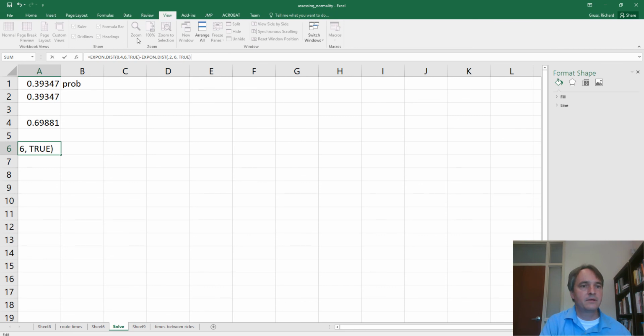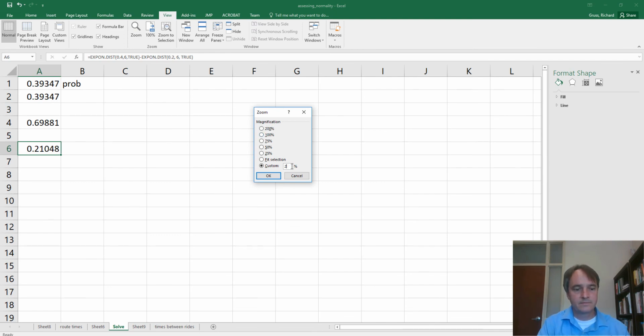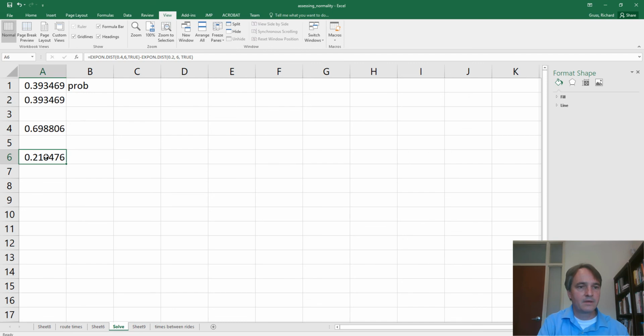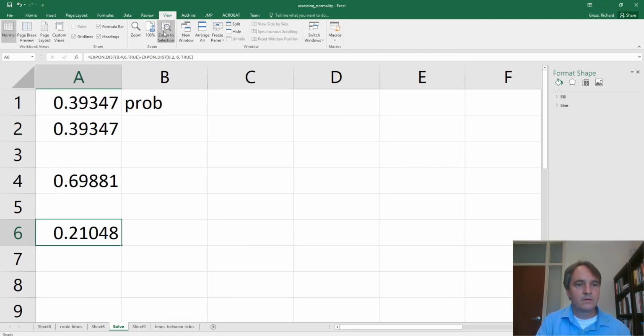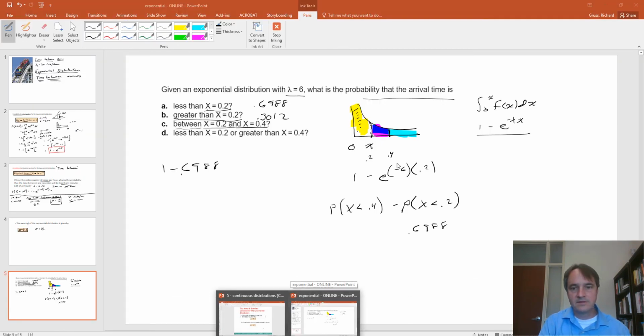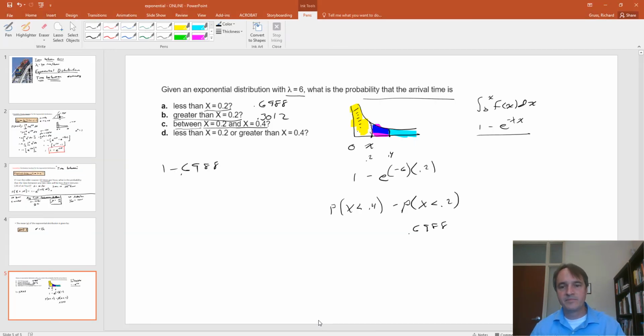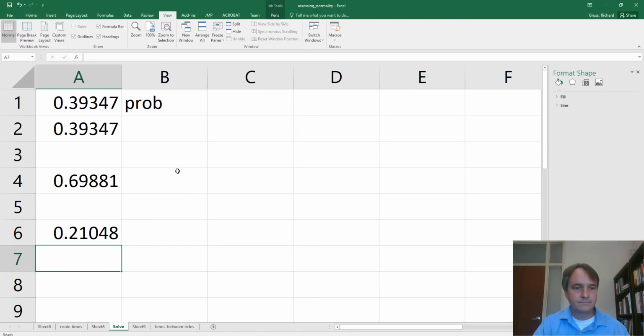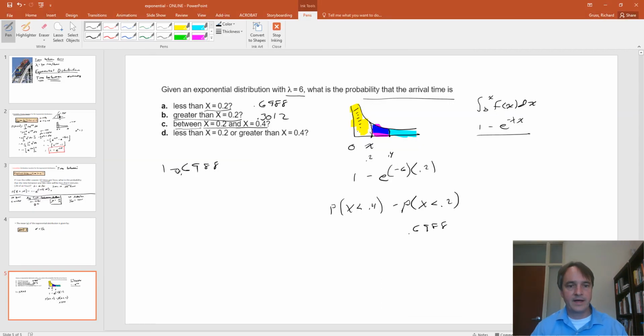Let me see if I can zoom in a bit here. It's fairly small. So we're using this function to calculate the probability that it's less than 0.4, and then subtracting the probability that it's less than 0.2. So this is going to give us this area in here, and that wound up being 0.2105.